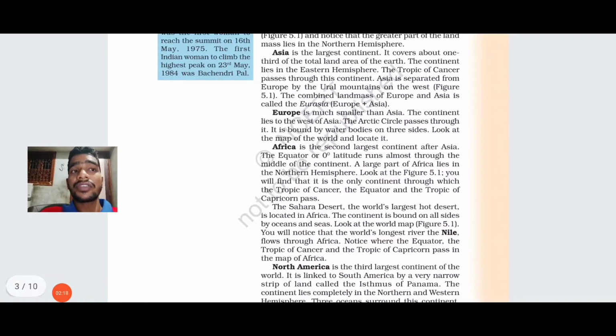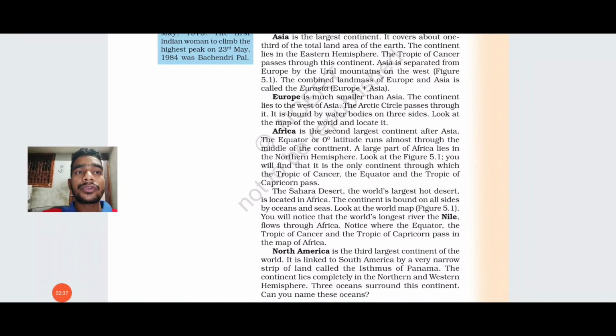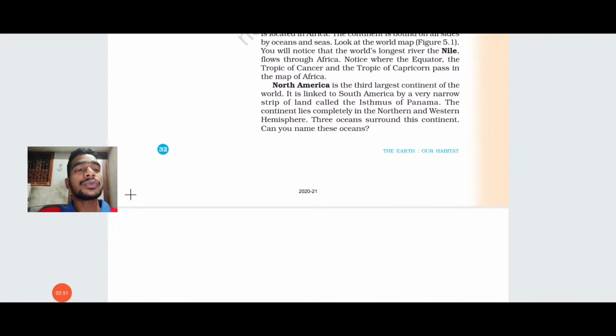The next is Africa. Africa is the 2nd largest continent after Asia. Many African countries are there in Africa. The equator, or 0 latitude, runs almost through the middle of the continent. A large part of Africa lies in the northern hemisphere. The Tropic of Cancer, the equator, and the Tropic of Capricorn pass through the Africa continent. Africa is the only continent through which all 3 pass. So let me show you this.